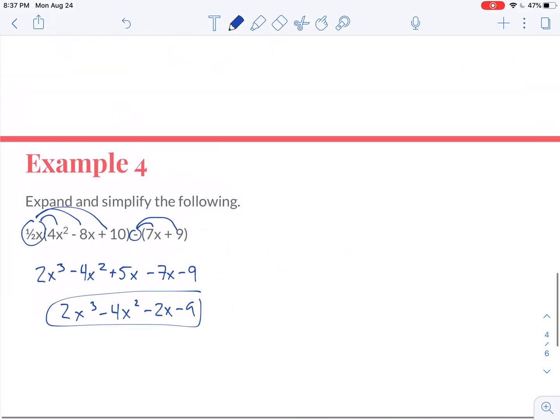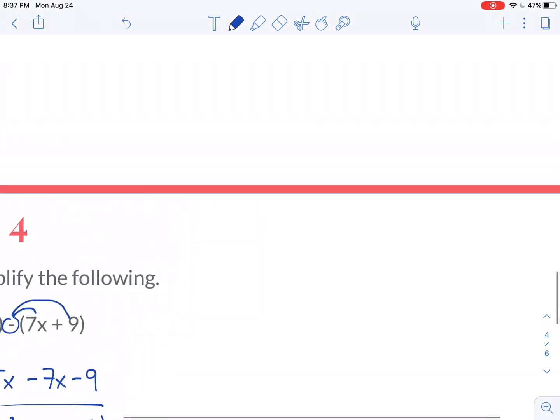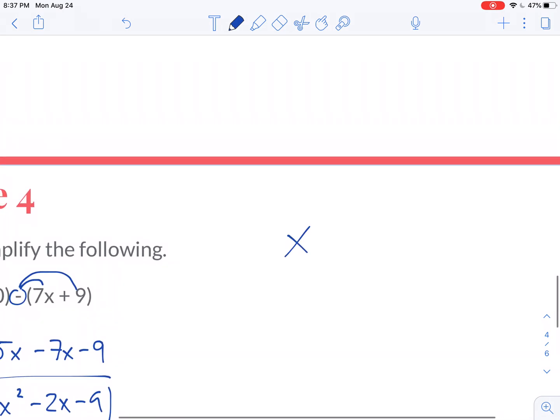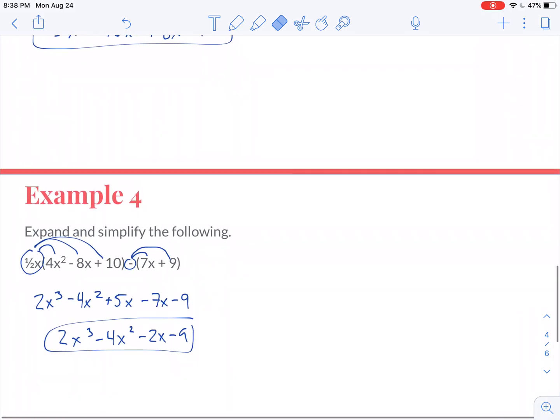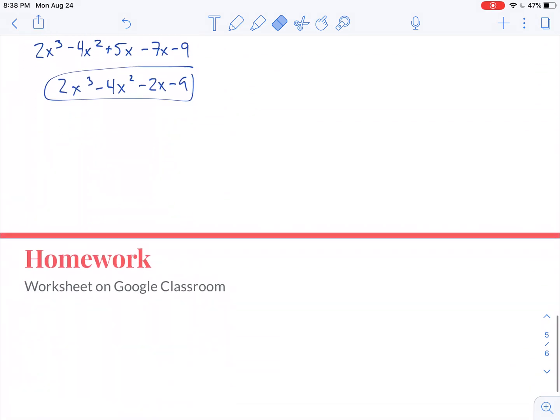So I reviewed a couple other skills in here, like remember whenever you multiply exponents, so if I had like x squared times x cubed, that's equal to x to the 5th, because when you multiply variables with exponents, you add them together, so that becomes x to the 5th. So I kind of reviewed that a little bit. That's something that we should know coming into this class, but we're going to practice it with this expansion of polynomials. You've got a second worksheet on Google Classroom to go along with that order of operations worksheet.